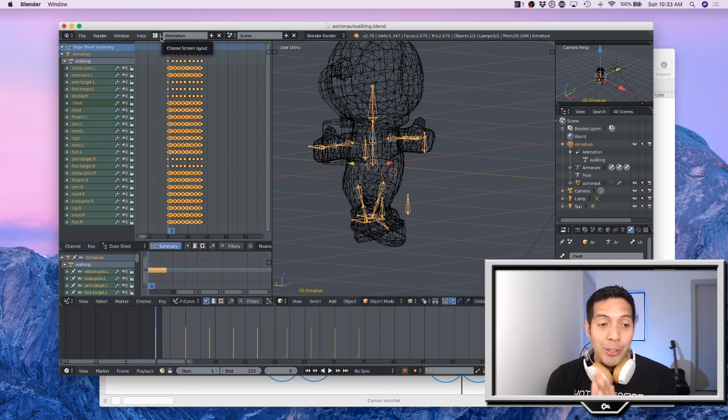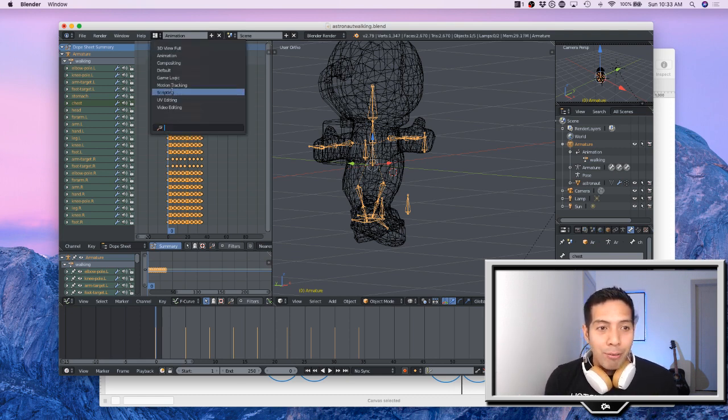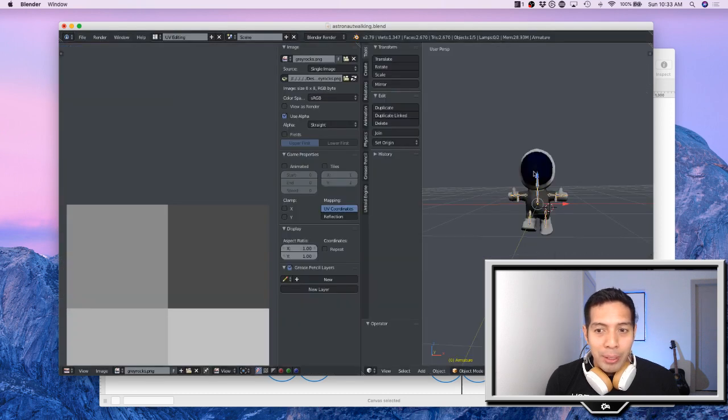I cannot recommend this enough. Do take some time to learn this tool. You do not have to become an artist. Just take time to understand how things work. It's just gonna make life so much easier. Believe me.